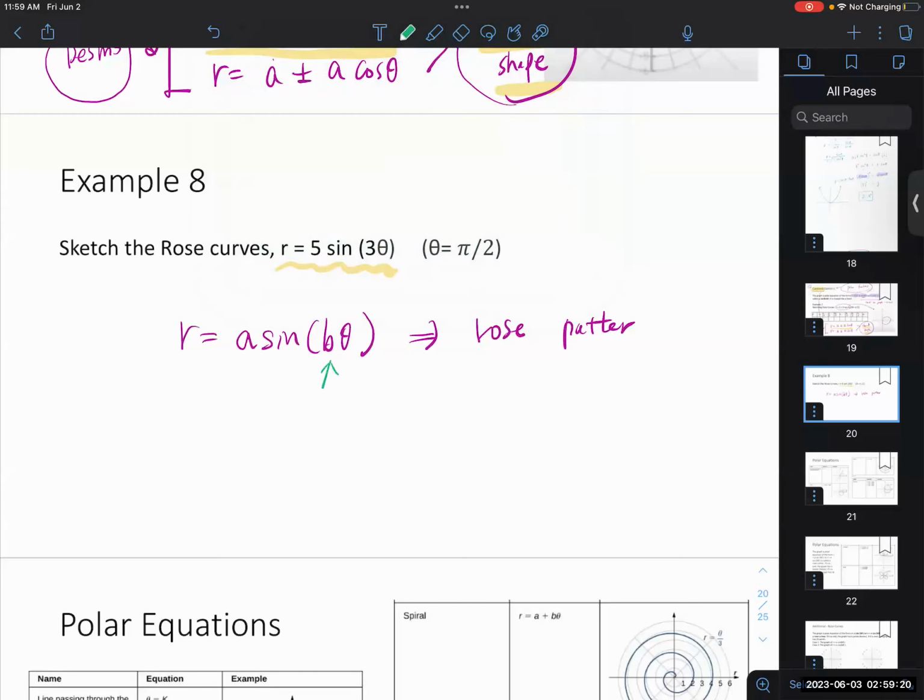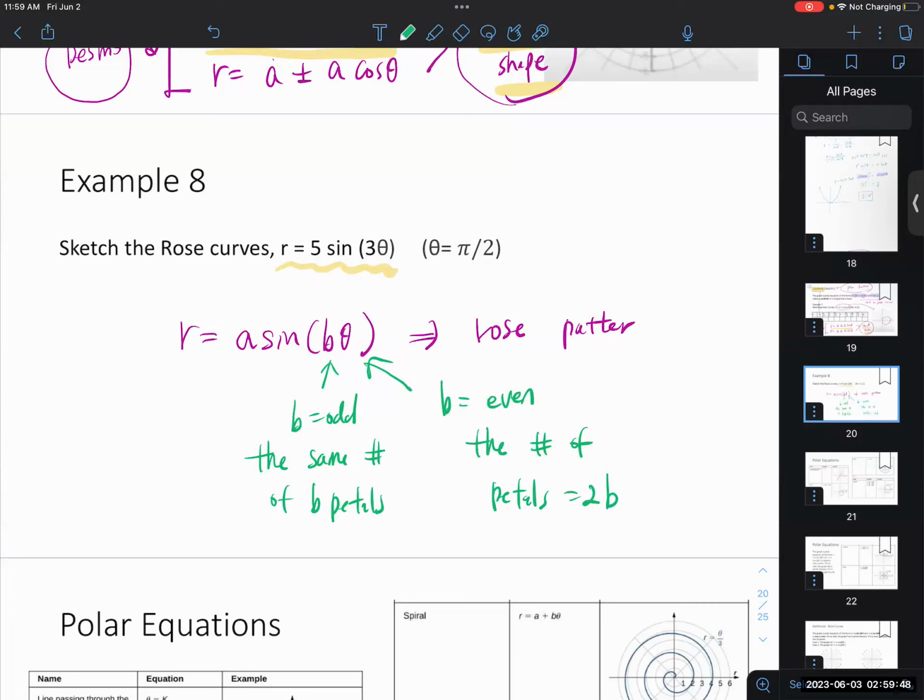Especially when B is an odd number, you have the same number of petals, B petals. If your B is an even number, the number of petals is going to be 2 times B, double. So what I'm saying is, here we had a 3. This is your B equal to 3. So therefore you found 3 petals because 3 was an odd number. If I have a 4, am I going to have 4 petals? No. 4 times a double, you're going to find 8 petals because it is an even number.